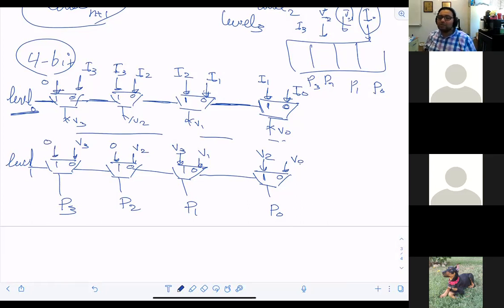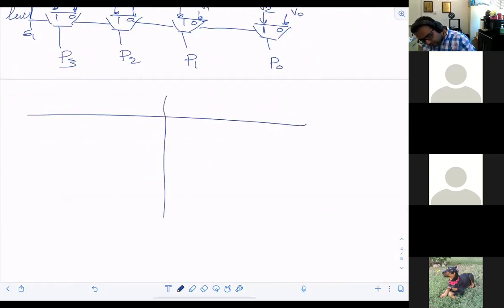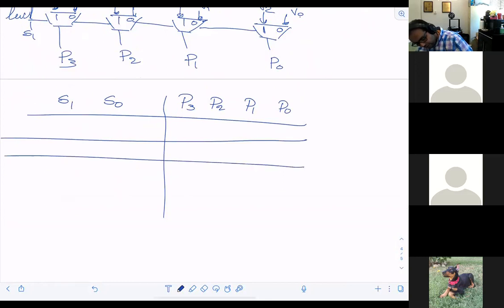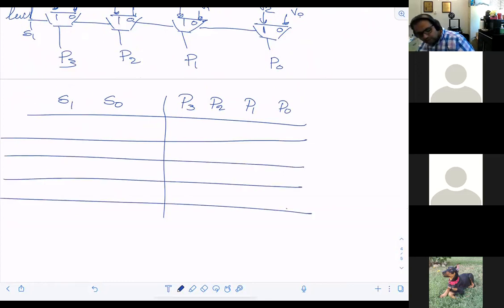In this case, I can tell you that what you have already done is build a barrel shifting circuit. And you can call these S0 and S1. Let's make a table, and this table will show us the effect. So I have here S1, S0, and P3, P2, P1, P0. How many states will this table be covering? Four. So 00, 01, 10, 11.